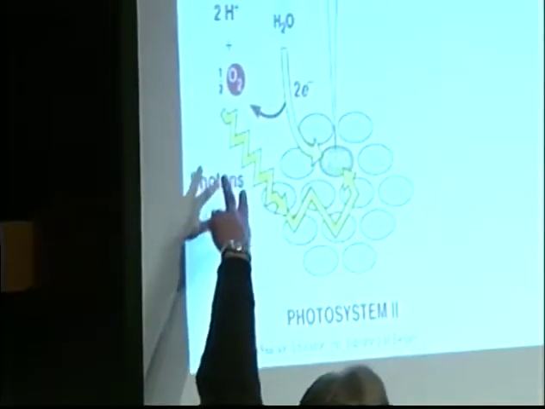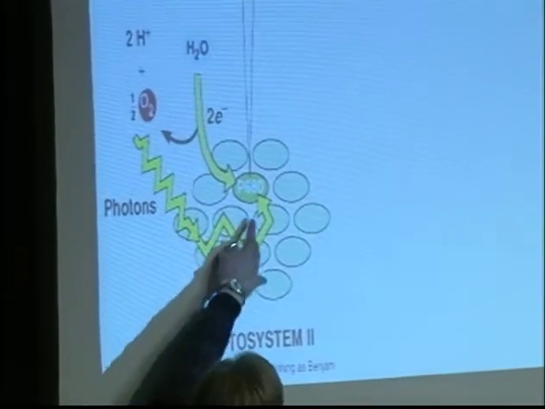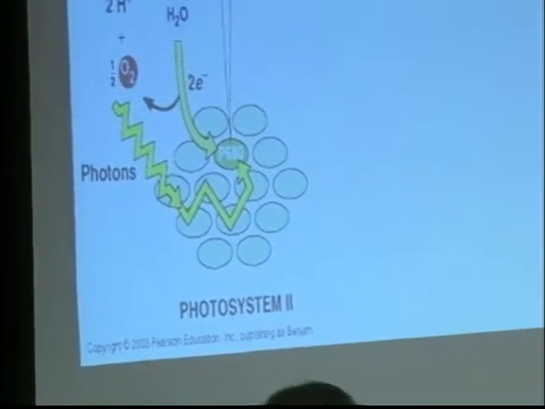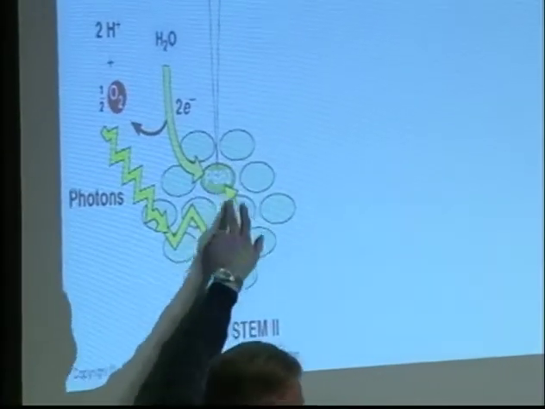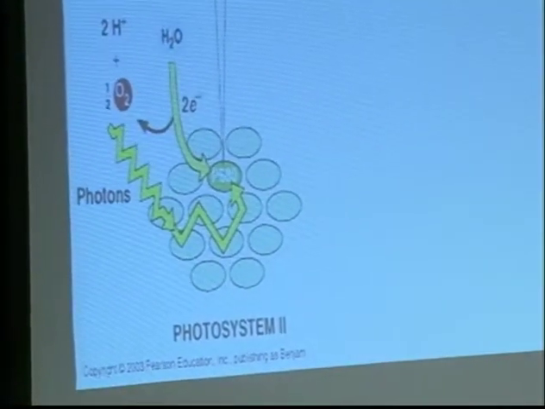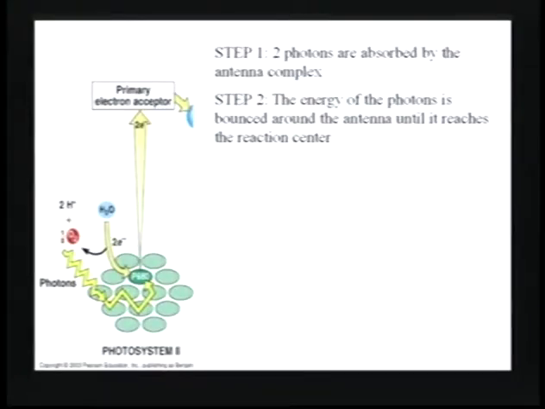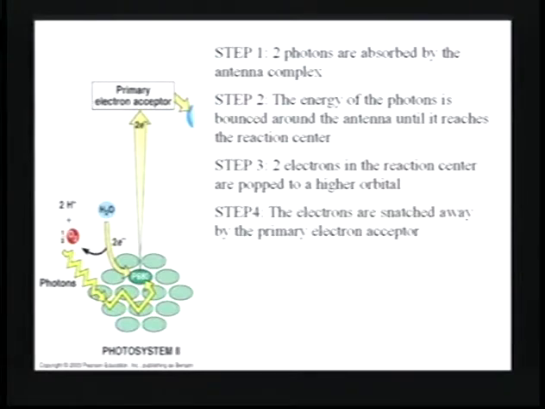The first step is that two photons here are absorbed on the left by this antenna complex. The energy is popped back and forth through these pigment molecules, basically fluoresced, until it finally hits this P680 reaction center. When that happens, the magnesium atom in that chlorophyll molecule has two electrons that pop up to a higher orbital. All right, so two electrons are sent up to a higher orbital. They are snatched away by the primary electron acceptor.